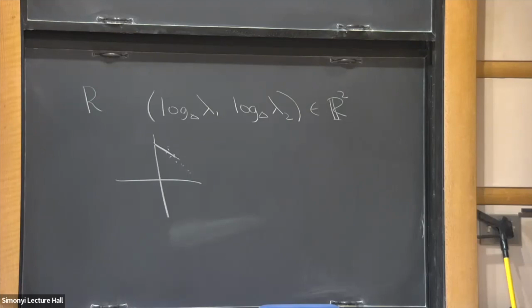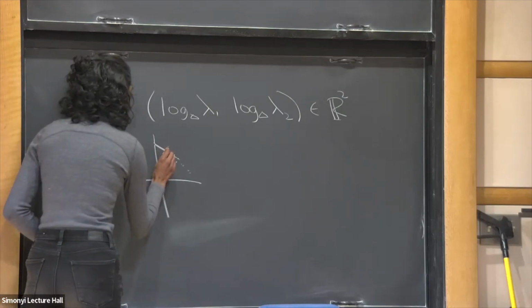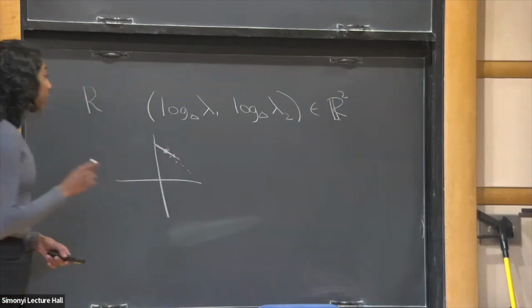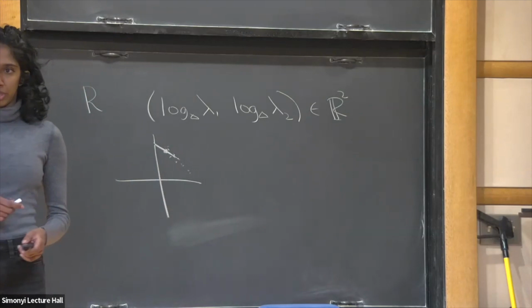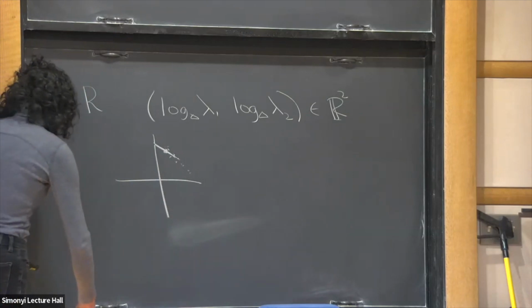And the question I want to ask is, for every point on that line segment, how many rings are there of bounded discriminant that lie close to that point? That's another way of phrasing this question, and that's the way I want to approach it.